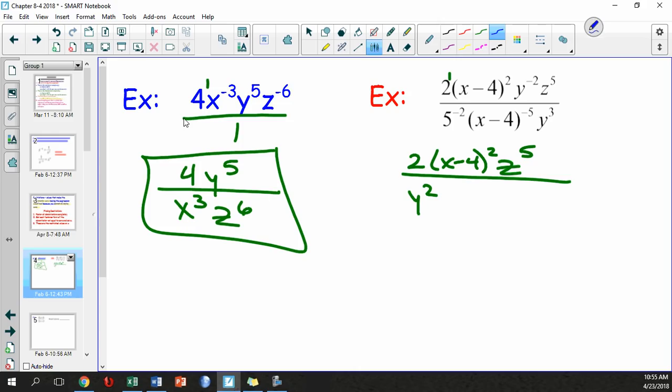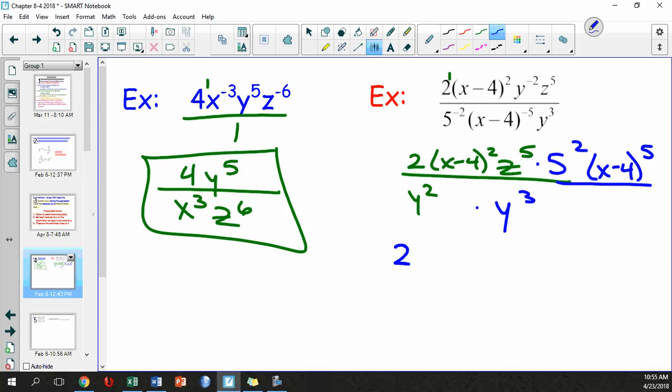Now, the denominator, 5 to the negative 2, does it stay where it's at in the denominator or go to the top? It goes to the top and becomes 5 squared. How about x minus 4 to the negative 5? It goes up top and becomes x minus 4 to the 5th. And what about y to the 3rd? Does it stay or go? It stays.